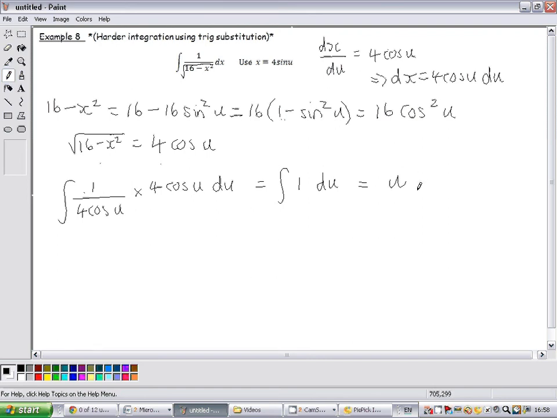So, that seems rather strange. Let's have a look at what we had in the question. So, x is 4 sine u. So that means that x over 4 would equal sine u. And so u is actually the inverse sine of x over 4. So that means that our final answer is the inverse sine of x over 4 plus a constant.